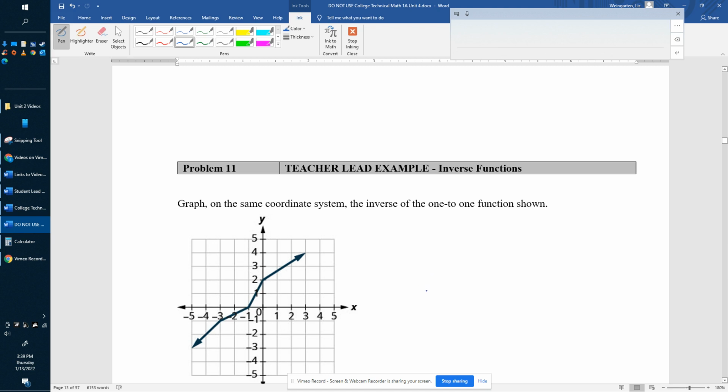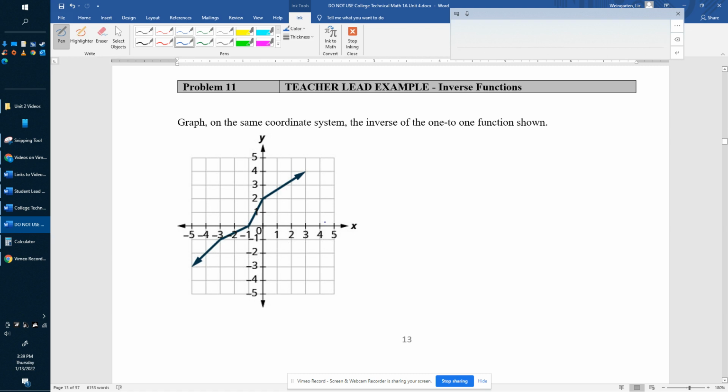Welcome back. We are going to take a look at problem 11 here. Graph on the same coordinate system the inverse of the one-to-one function shown. So how do we do this? Well, all of our y's become x's. All of our x's become y's. So let's take a look at a few of the points here.